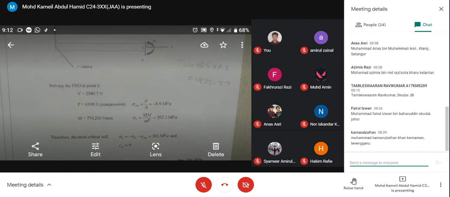Okay, so we will stop for 10 minutes. Stop sekejap for 10 minutes. We'll continue insyaAllah after 10 minutes. Okay, so take a break. Boleh makan kuih sikit. Dan in 10 minutes time we will come back. Okay, so thank you.